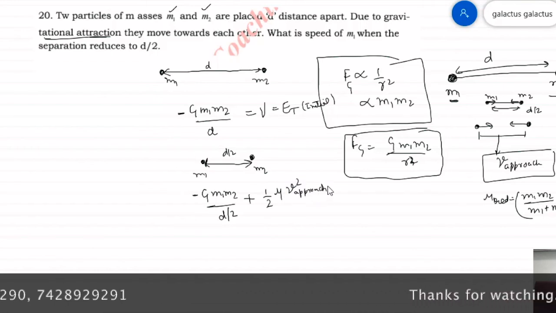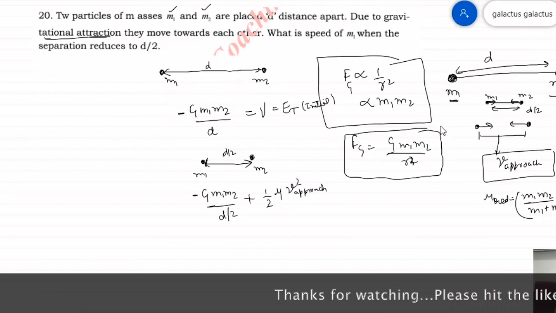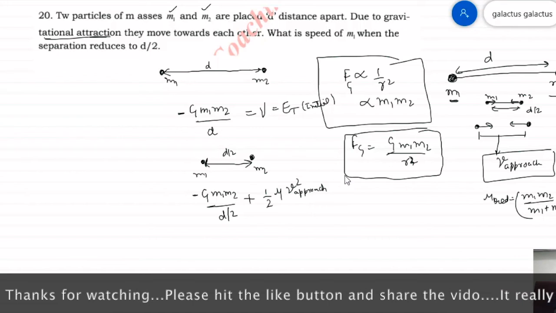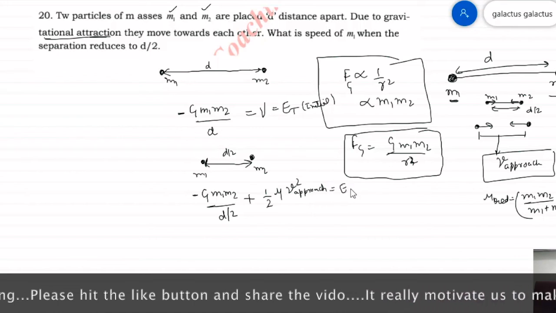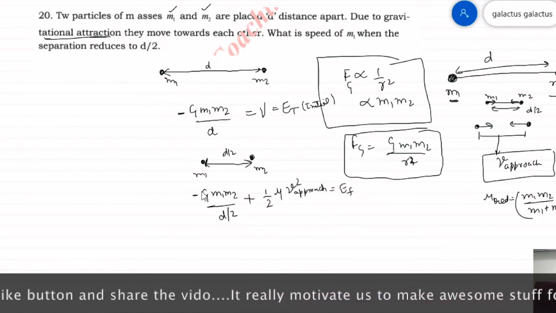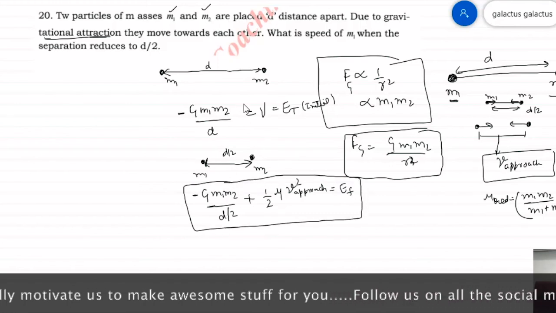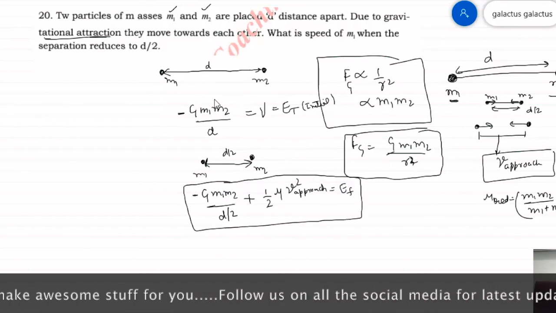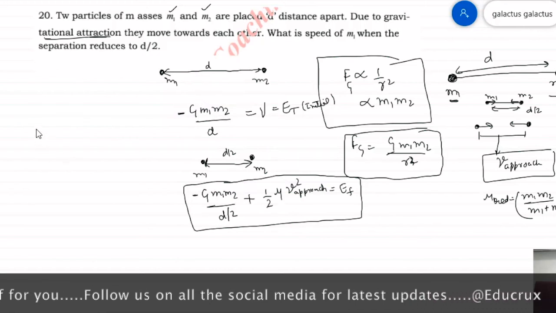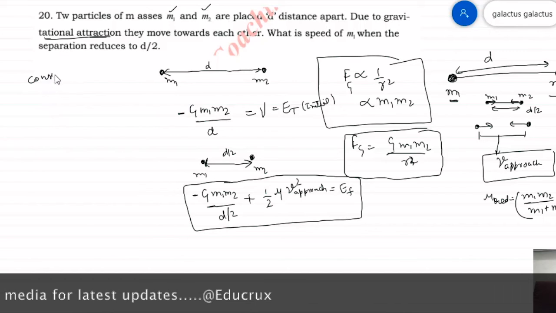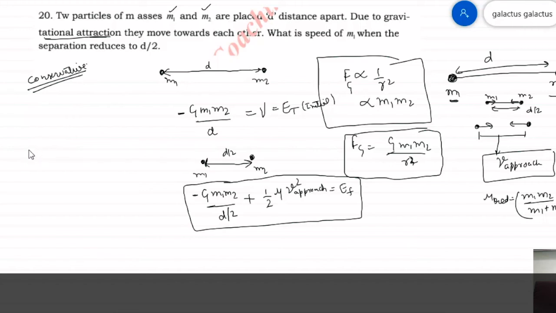So these two particles will approach each other with a common velocity of approach. So this is equal to energy final. Since our system is conservative, that is, the force present in the system is gravitational, and gravitational is a central force and it is a conservative force. And for a conservative force, we know that the work done is path independent.